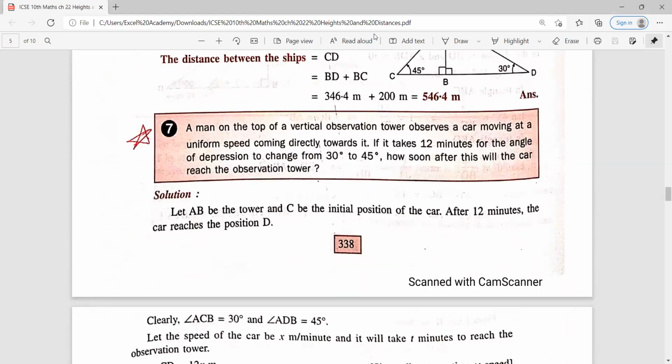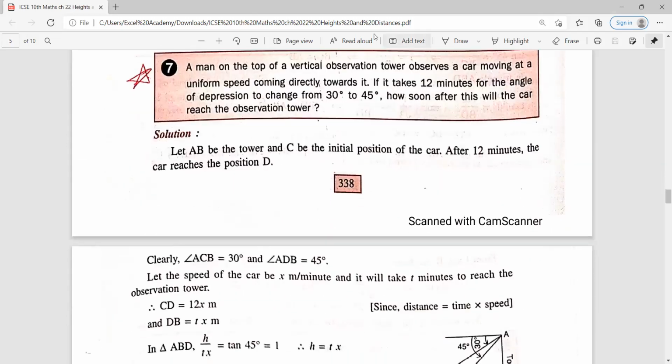Okay, chalo, next one. A man on the top of a vertical observation tower observes a car moving at a uniform rate. Mark this, very, very important. Why? You will come to know. Moving at a uniform speed, we never deal with speed in trigonometry. We always deal with distances and angles in trigonometry. So basically you have to use that old formula, speed is equal to distance upon time.